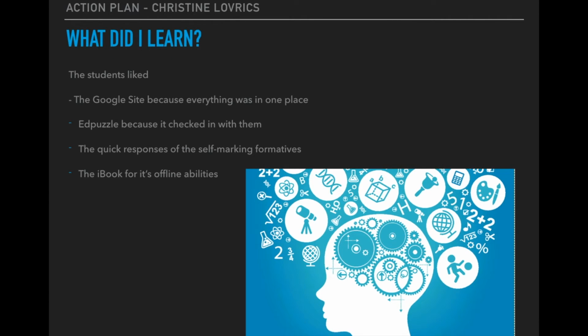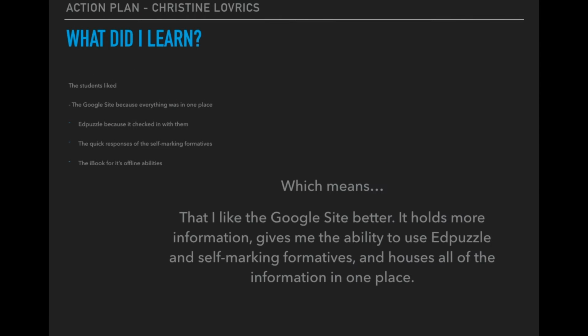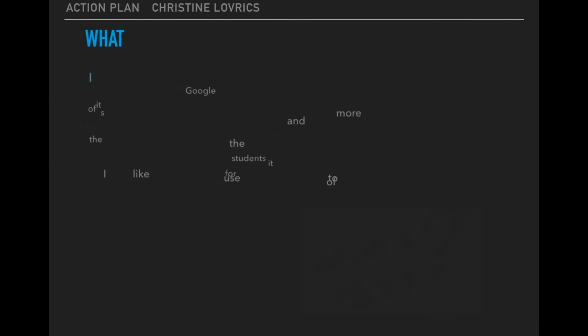So what did I learn along the way? I learned that the students liked the Google site because everything was in one place. They liked Edpuzzle because it could check in with them along the way, and I could track their progress, so they had to take some ownership over that. They liked the quick responses of the self-marking formative, so that was really great, and the iBook for its offline abilities. So for me, that means I like the Google site better because I can do more with it. I can embed things like Edpuzzle and formatives, and I know that there's a lot more that I can do with it in terms of tracking. I just haven't quite gotten there yet.